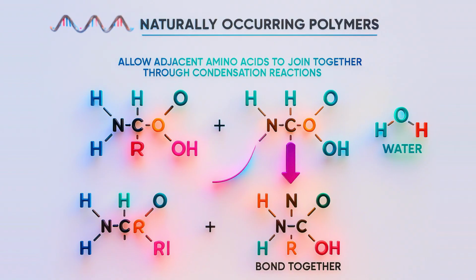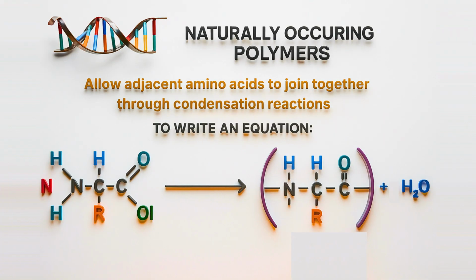To write a polymerization equation for amino acids, we place N amino acid monomers on the left-hand side. On the right-hand side, we draw the repeating unit of the resulting polypeptide, enclosed in square brackets, with an N in the bottom right corner to show that this unit repeats N times. Additionally, we include N molecules of water as the byproduct of the reaction.